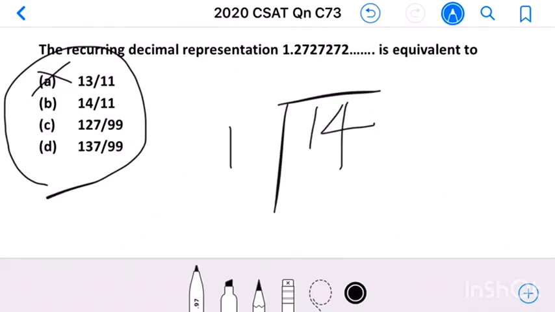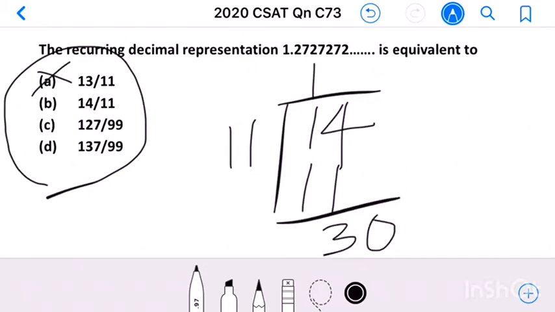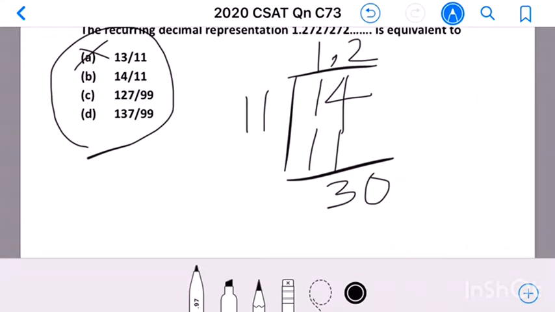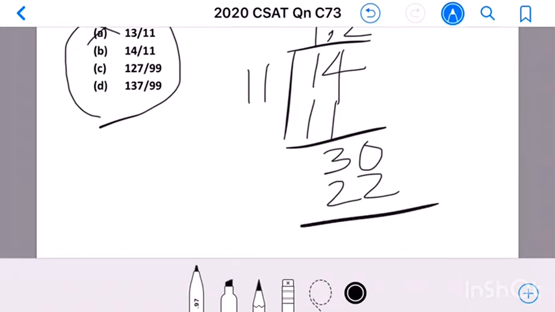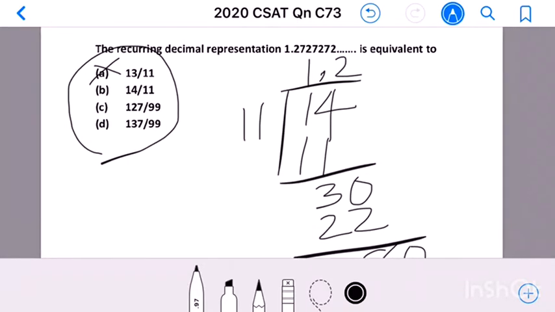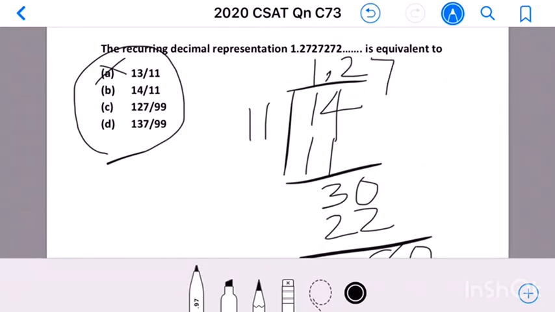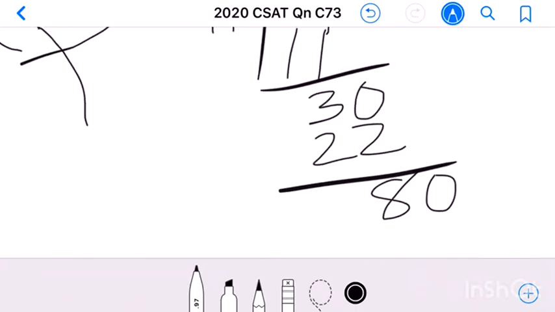In 14, there is only 1 eleven, 1 into 11. 14 divided by 11, we get 3. Then in 30, there are 2 elevens. 2 into 11 equal to 22. Then 30 minus 22, 8. In 80, there are 7 elevens. 7 into 11, we get 77.